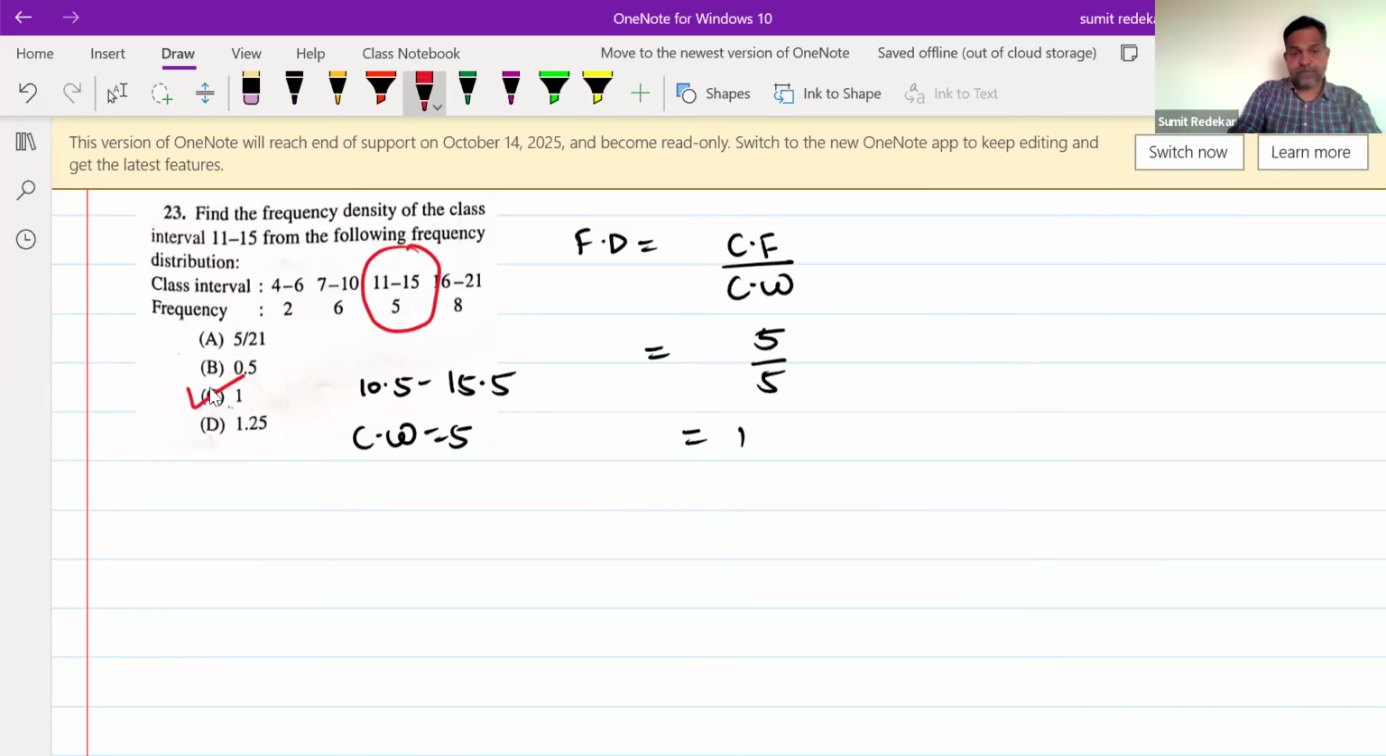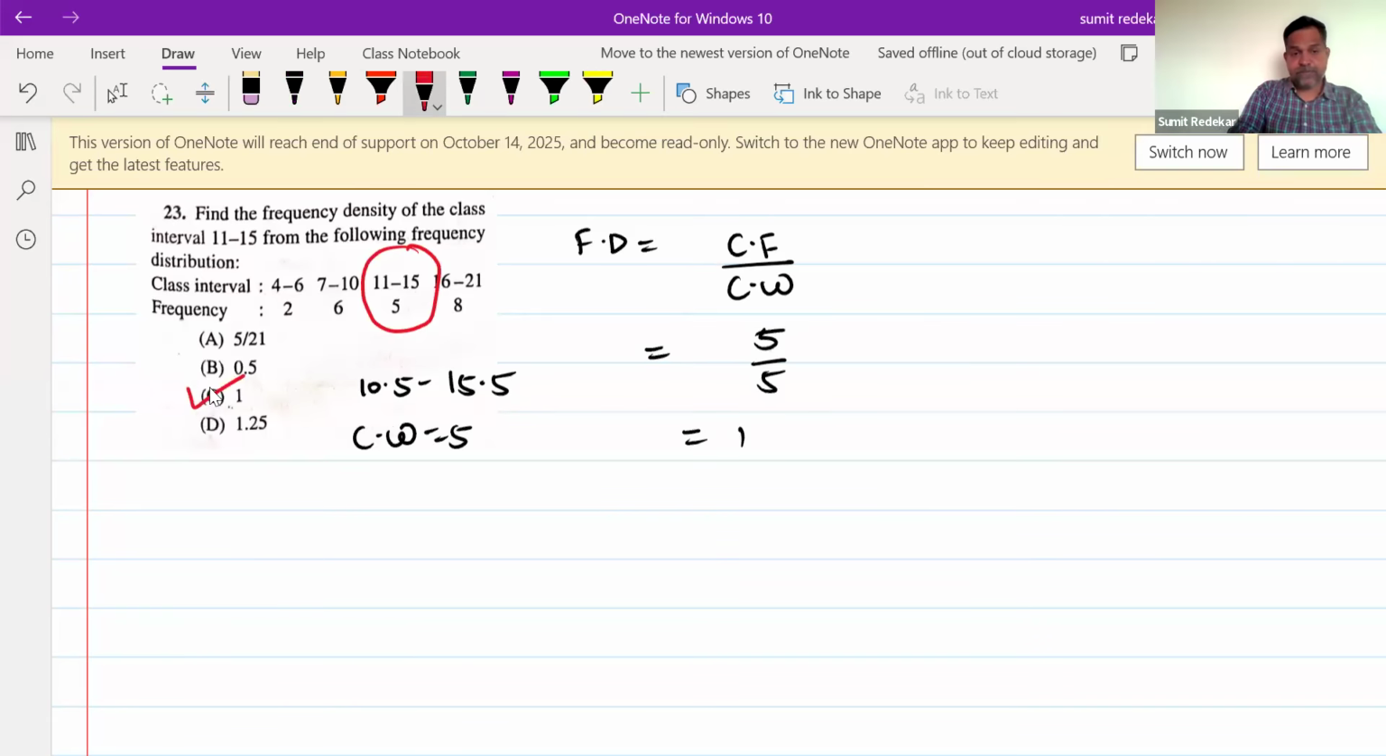Or you can factorize: 4 is 2 into 2, 6 is 3 into 2, and 9 is 3 into 3. So you get a 2 cube and a 3 cube. The cube root of 2 cube is 2, and the cube root of 3 cube is 3. The answer is 3 into 2, which is 6. The cube of 6 is 216. So the answer to this is 6.